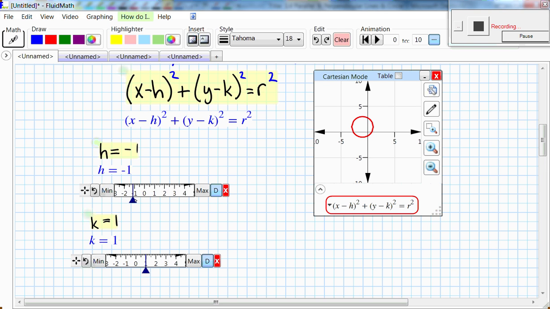Isn't that nice that the h part that's with the x-axis moves it left and right? What's the k going to do? Move it up or down. So check it out. As we move this thing up and down, we can put this circle wherever we want. That's the difference between the h and the k. Does that make sense? Okay, let's go on to this part here.